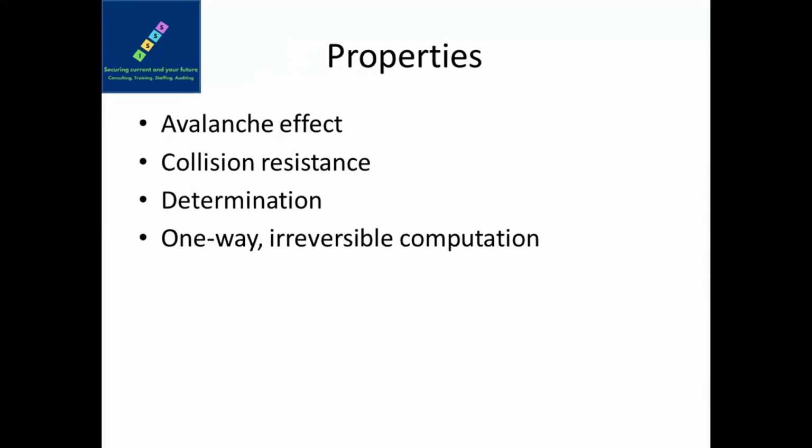Avalanche effect is what we had seen now. A small change in the input should give you a drastic change in the output. Collision resistant: given the input and the hash value, it should be impossible to calculate a different input that gives the same hash value using the same algorithm. Determinism is to use the complete input to determine the hash value.